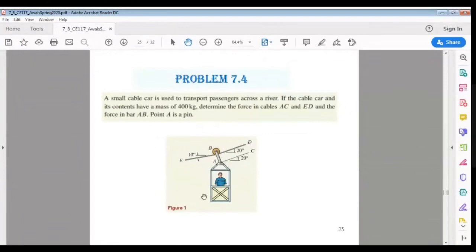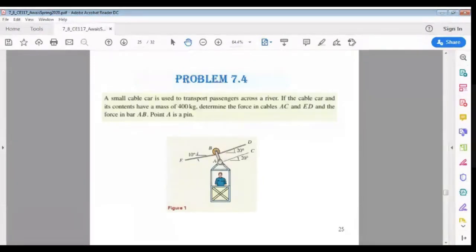So there is a cable car which is supported by a member AB, and it is also supported by a couple of cables, cable AC and cable ED. Cable EBD is a continuous cable and it is passing through a pulley. So it means that the force in this part of the cable, that is the force in BD, is equal to the force in member EB, because it's the same cable passing through a frictionless pulley. So the forces in each part of the cable will be the same.